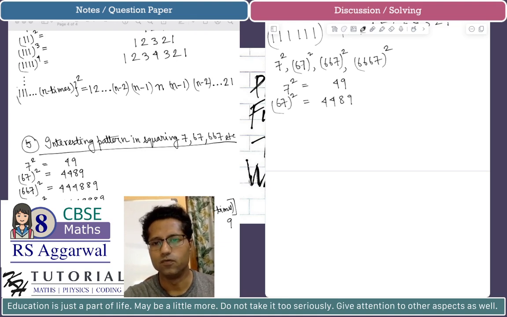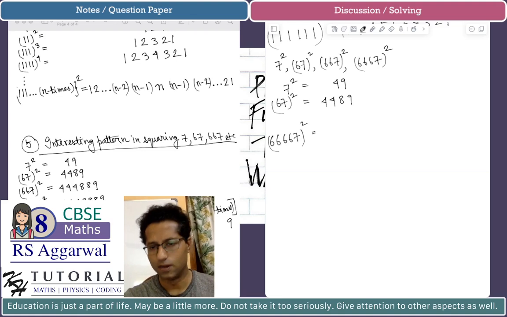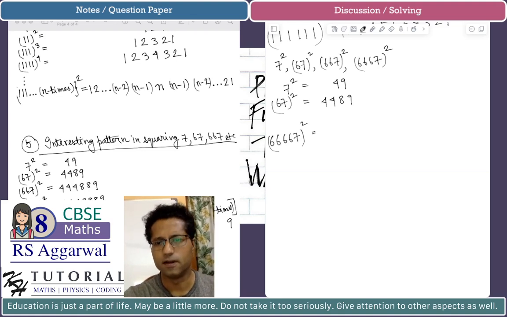So 2 4s, and there is 1 8. 1 8 because there is 1 6. So the idea is, let's say, I am explaining with 6 6 6 6 7 whole square. What will be the value? The value will always end with the number 9.